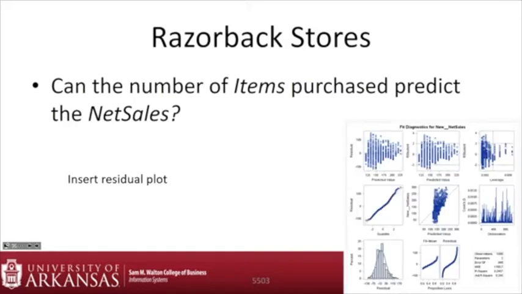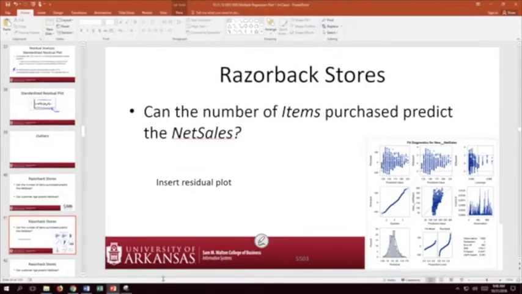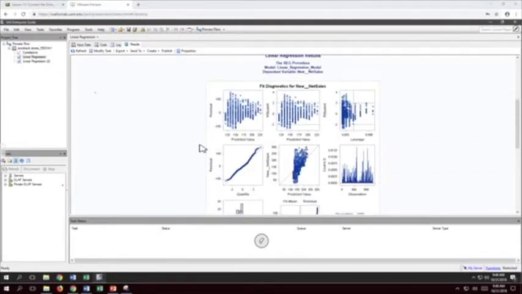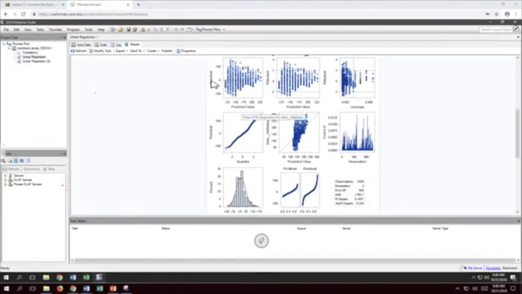So this is where, apparently, I didn't insert the residual plot. So if we go back to net sales, this is items trying to predict net sales. So here are the diagnostic plots. Okay, there are a lot of different things that we have. Here we have the residual versus the predicted value. That's not going to help us out too much.